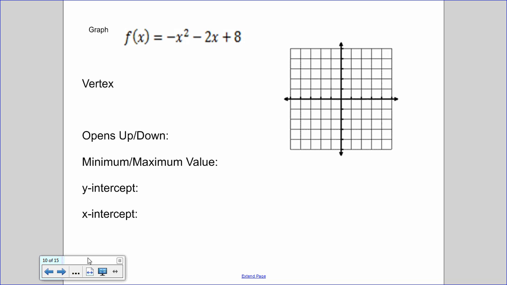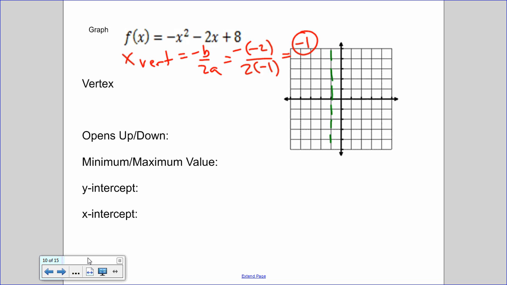Here we go. The vertex is -b over 2a. Well, let's be more specific. The x-coordinate of the vertex is the opposite of b over 2a. That's the opposite of -2 over 2 times -1. A lot of negative signs there, but when the smoke clears, I think we'll get -1. So that's the x-coordinate of the vertex. That's also the axis of symmetry. So we might note that on the graph.